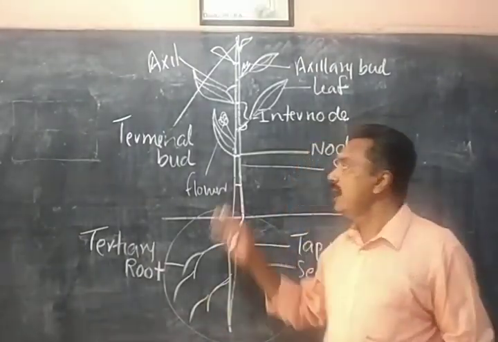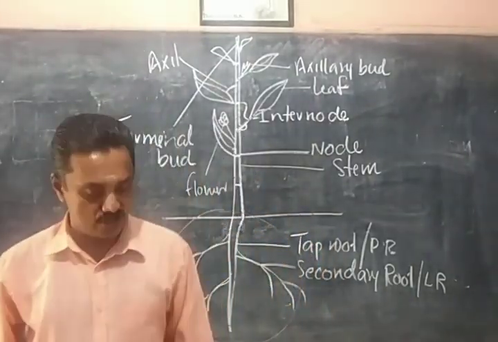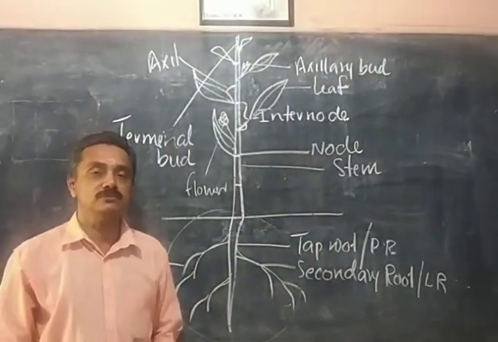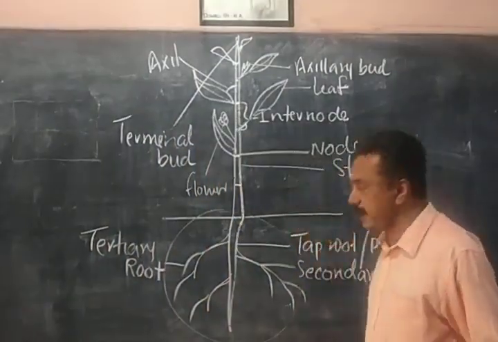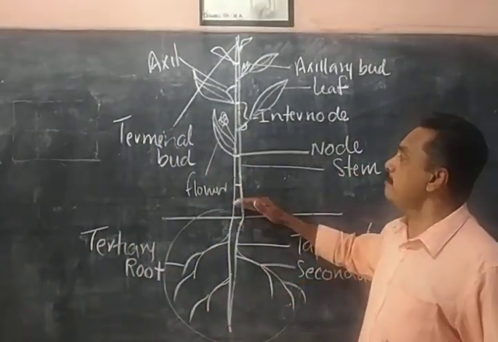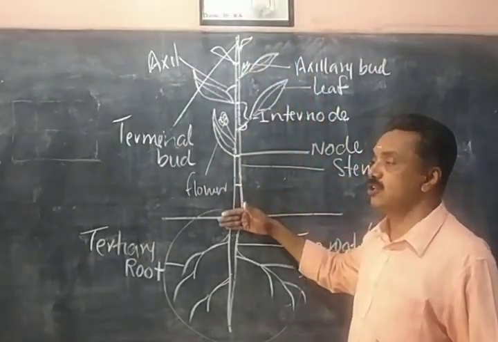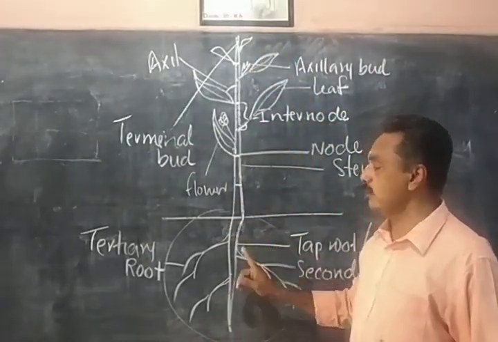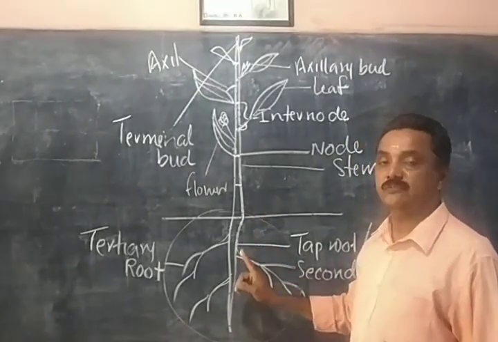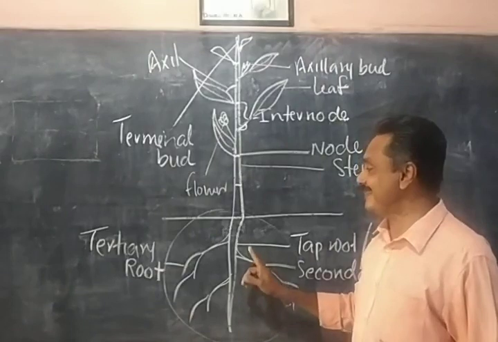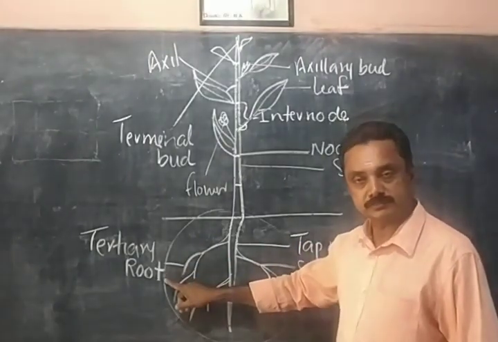That is about the parts of a typical angiosperm flowering plant. What are the parts? It consists of two parts: part of the plant present below the soil level and part of the plant present above the soil level. Part of the plant present below the soil level is called root system. It originates from the radicle. It is positively geotropic. It helps in fixation and absorption. It consists of taproot, secondary root and tertiary root.